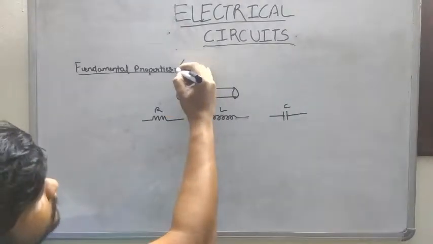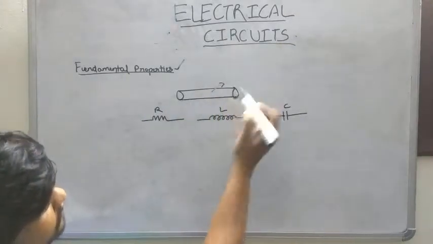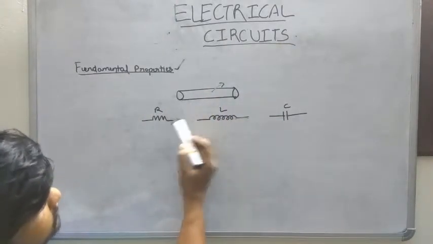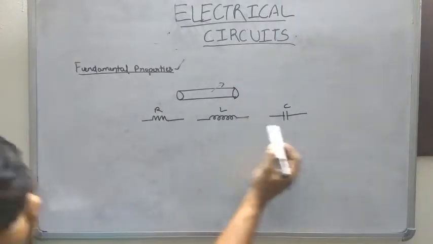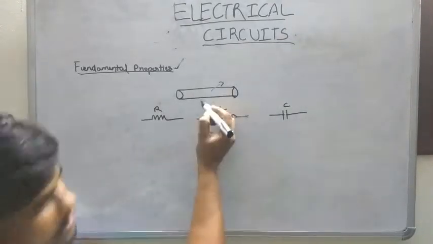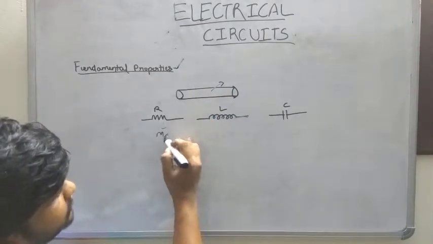So now we'll know about some fundamental properties. If we consider any electrical material, it has three properties. One is resistance, one is inductance, and one is capacitance. And all these three properties are distributed throughout the material. We cannot actually separate them individually. We will just do this for mathematical purposes.